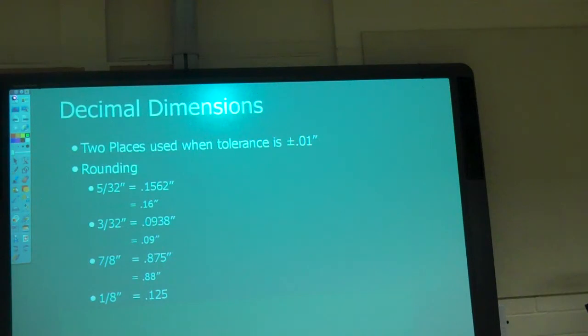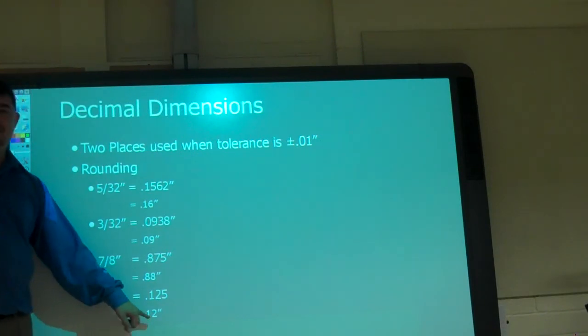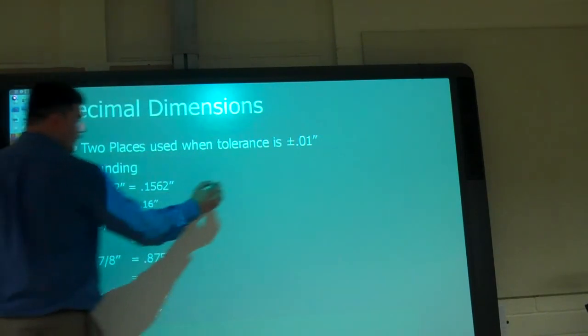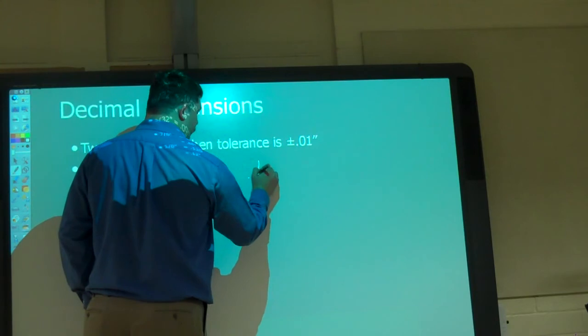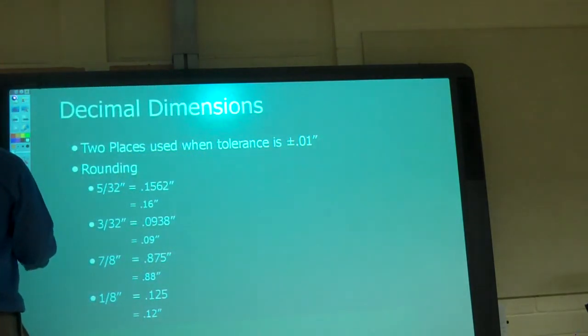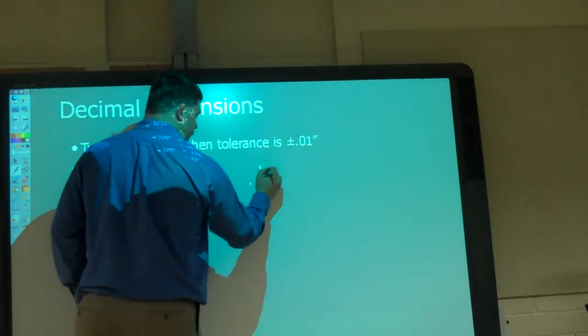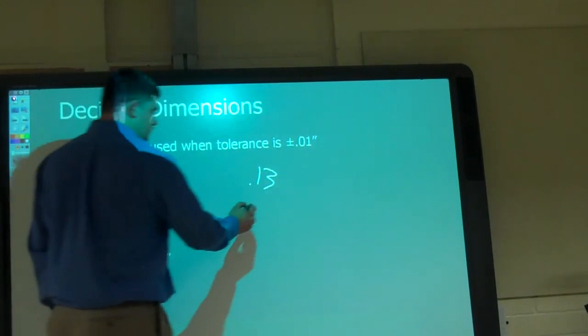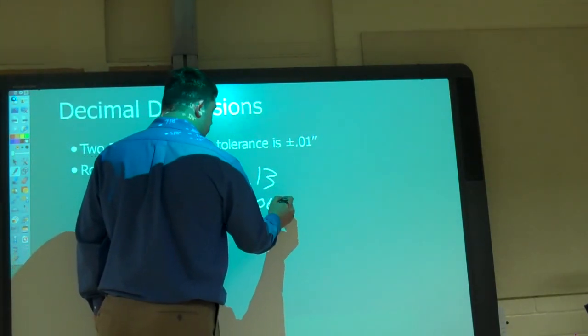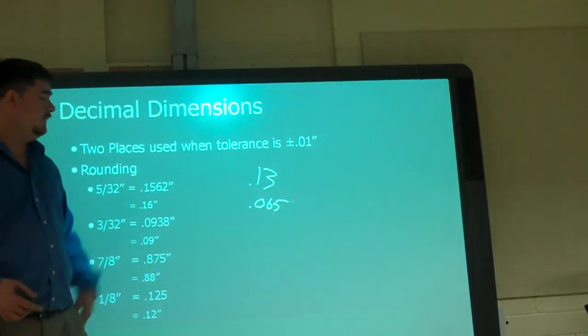0.13. No. Why? Is this regular math? No. Because what happens if you divide? Does it just round off to the nearest number? The tolerances. You don't make it too big. If you have 0.13, you divide that by 2, what do you get? 6.5. 0.065. Why don't we round it? If you take this and divide it by 2?